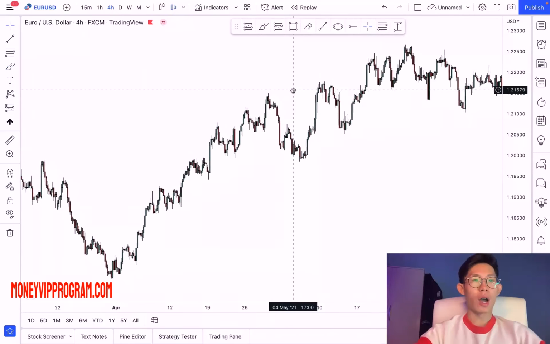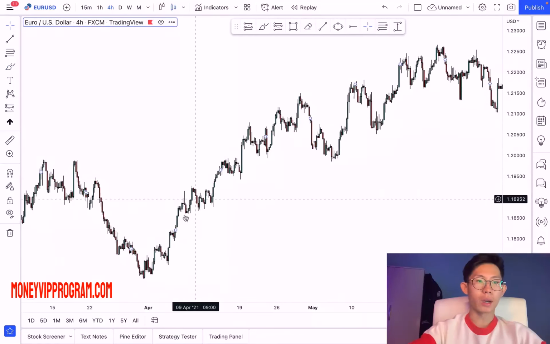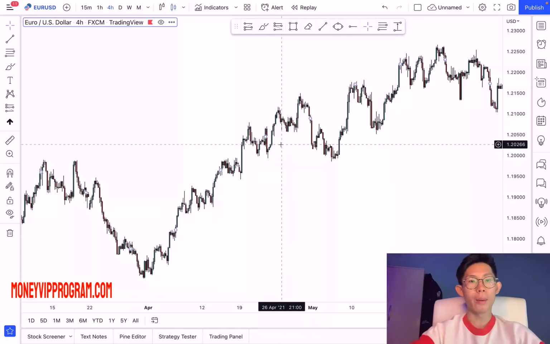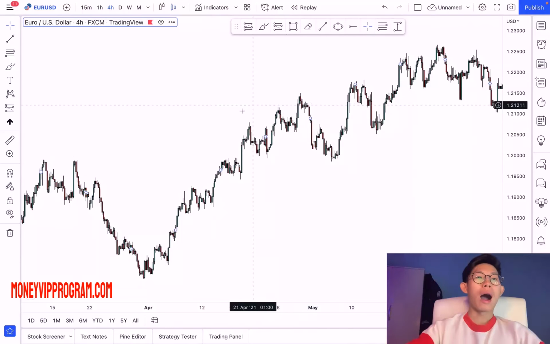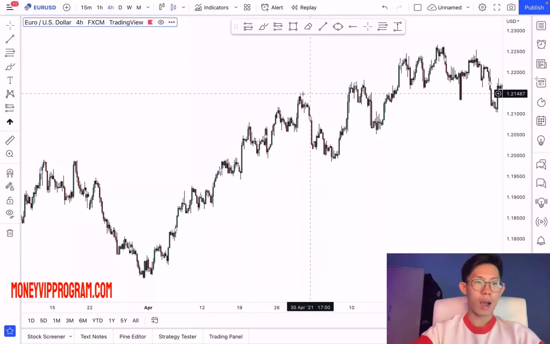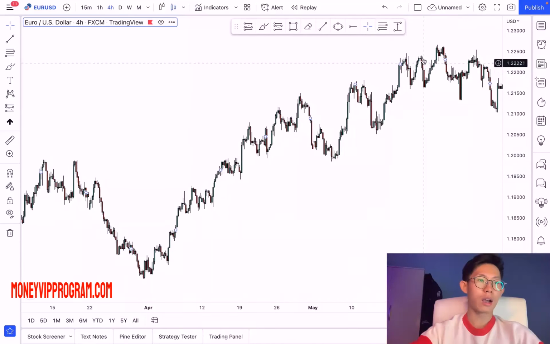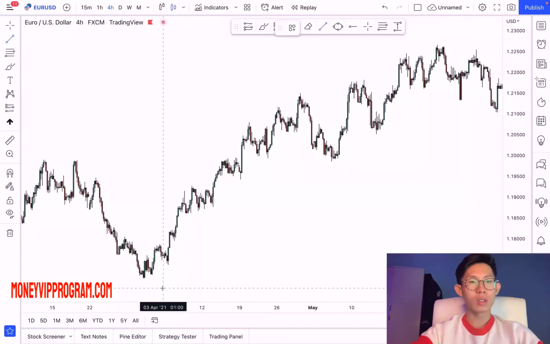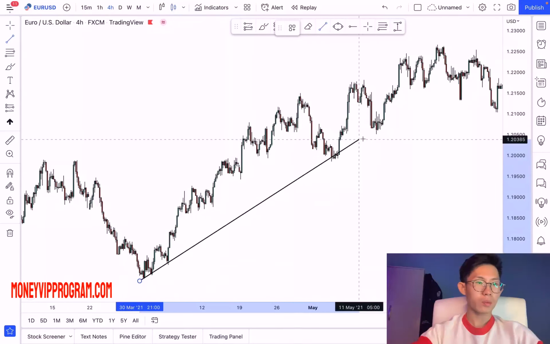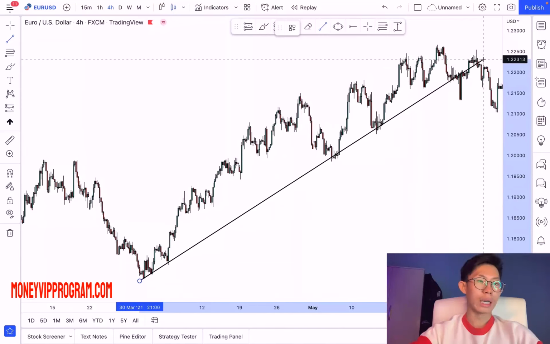Now here's an example of the uptrend. You can see price is making a beautiful uptrend right now. How do we know? Price is making higher highs and higher lows. Higher highs, higher lows, higher highs, higher lows, higher highs, higher lows. So we can draw a little uptrend line right here, connecting all the higher lows.